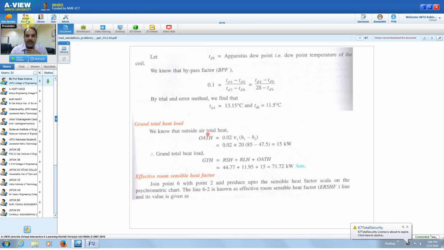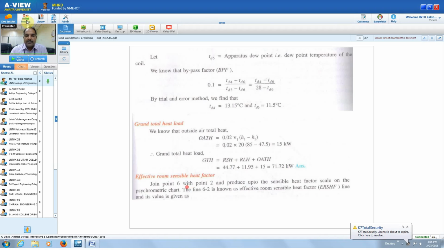Therefore, the grand total heat: we know the outside total heat is 0.02 into V1 into the enthalpy difference. Therefore, it can be 15 kilowatts. Therefore, the grand total heat is room sensible heat plus latent heat plus outside total heat. The overall total heat is almost 71.72 kilowatts.